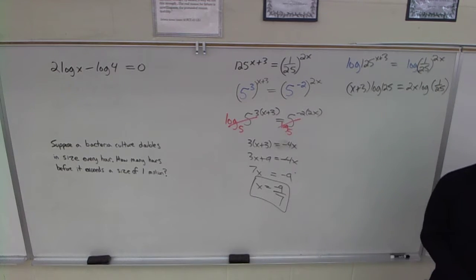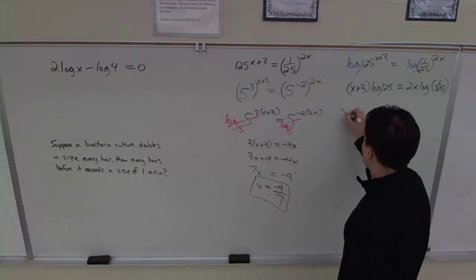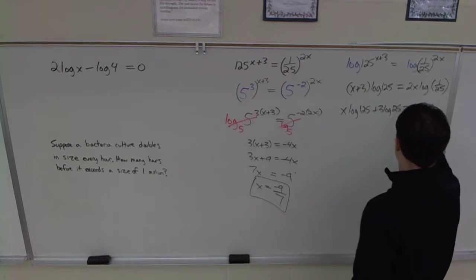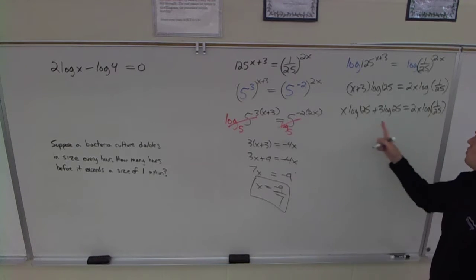Now that looks ugly. If you don't let it intimidate you, it's not that bad. It can be intimidating though. Put your like terms together. So I'm going to distribute over here. So I've got x log 125 plus 3 log 125. And over here I've just got that same thing.